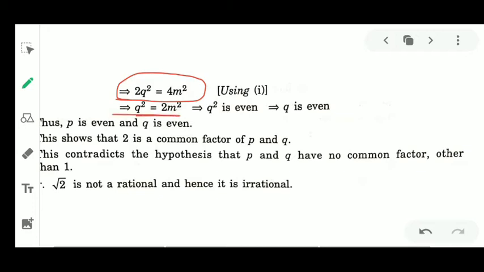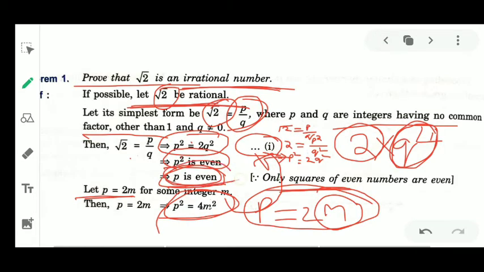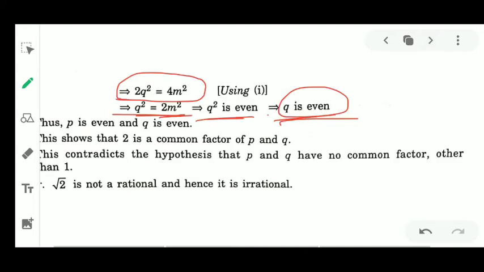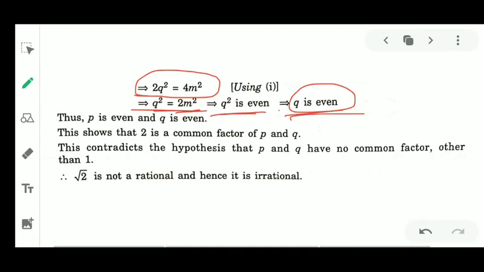Here q square is also even because 2 is multiplied by m square here. Any number multiplied by 2 gives us an even number. That's why q square is even and q is also even. Here we have got q is even, and here we have already got p is also even. So both numerator and denominator are even. So as both are even numbers, here we got 2 as a common factor of p and q.